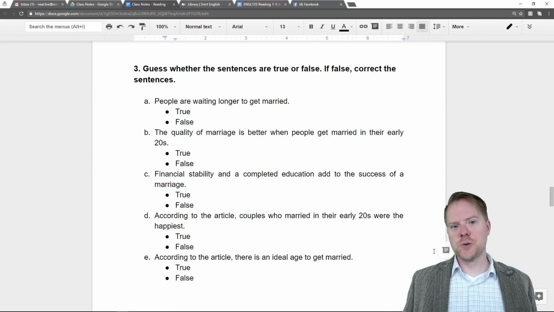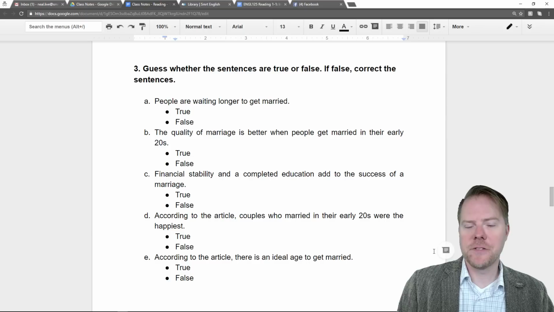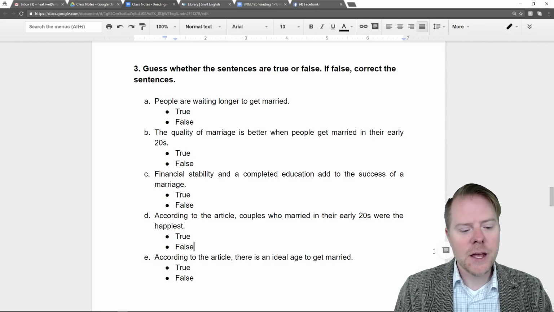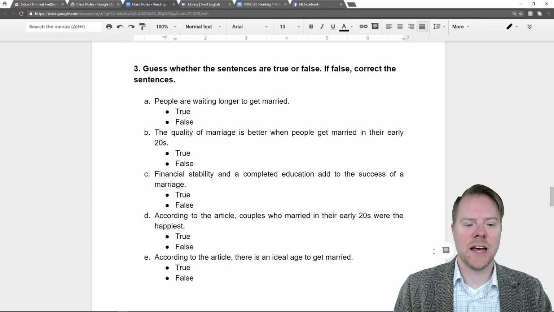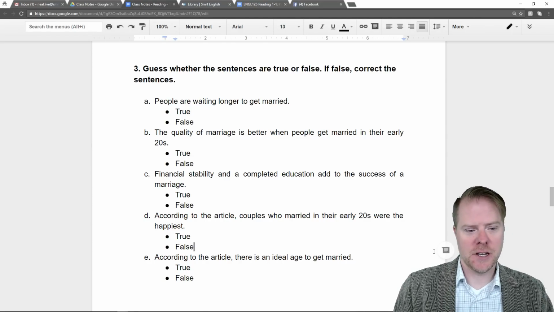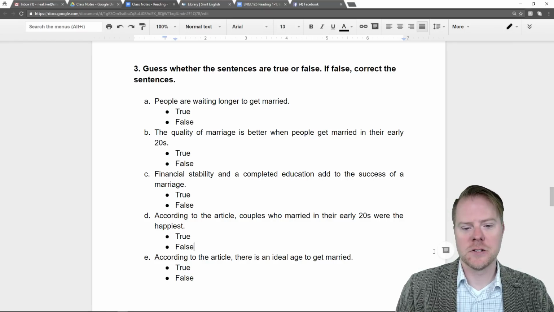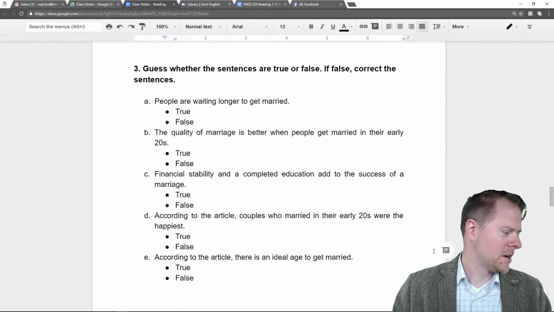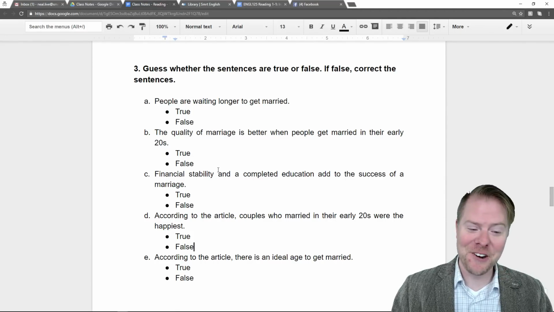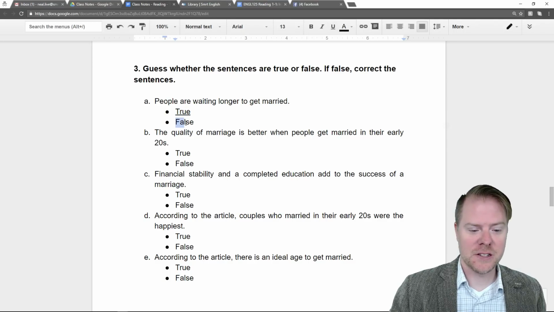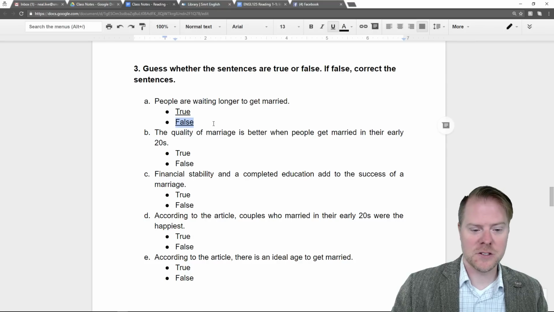Let's finish with the true and false statements. Can you guess if these are true or false? And there's 5 of them, A, B, C, D, and E. So we're just guessing here. Look at A. People are waiting longer to get married. Do you think that's true or false? Oh, we have some disagreement. Okay. Yeah, some people say true and some people say false.